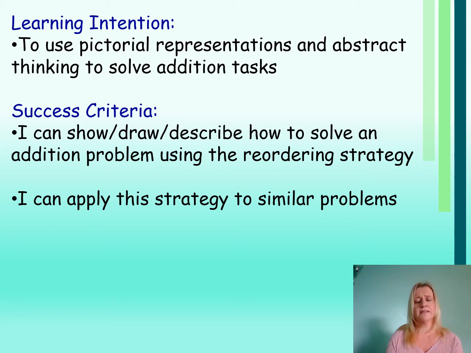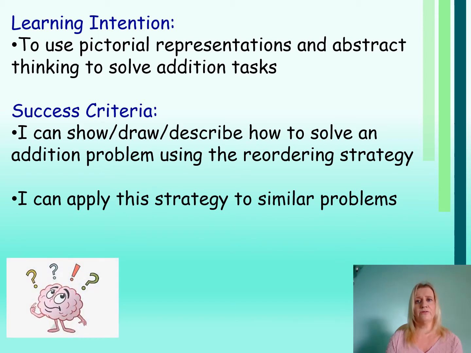Have you got your pencil and paper ready? If you need to pause the video to get organised, you can do that just now.